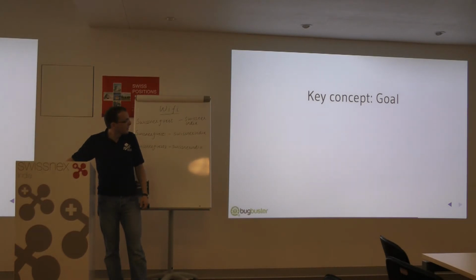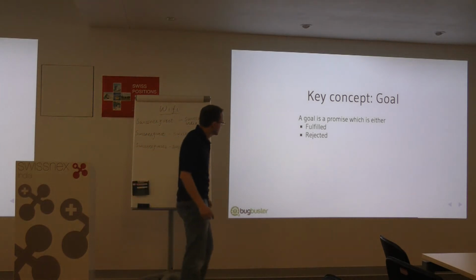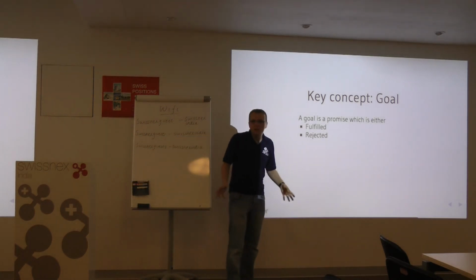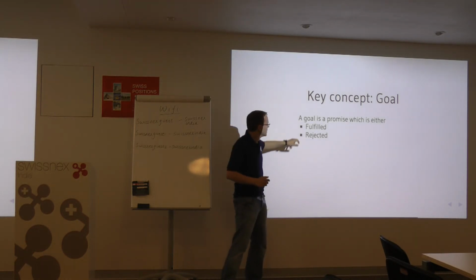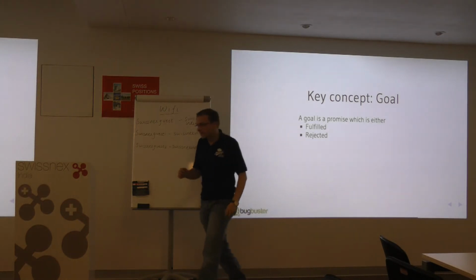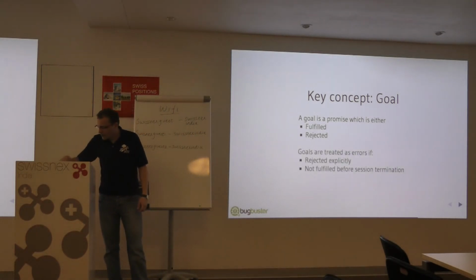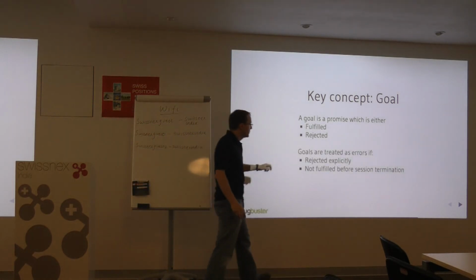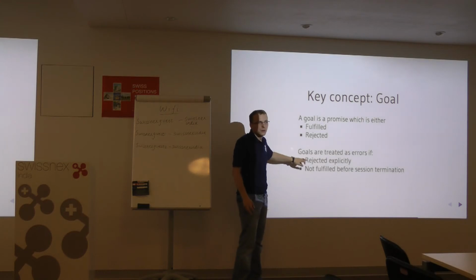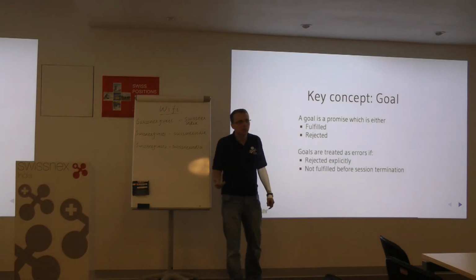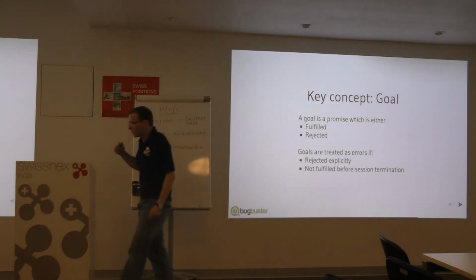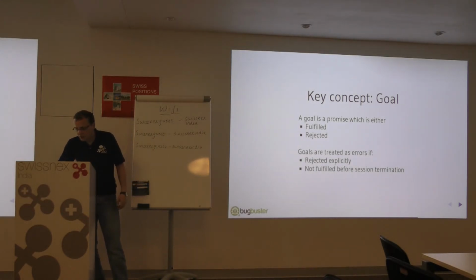And the last concept I want to introduce is a goal. This one is trivial to understand at least. The goal is a promise. You just create the goal, and the goal can be fulfilled or rejected. And all the goals that are explicitly rejected will be marked as a bug. And all the goals that were not fulfilled at the end of the session will also be marked as a bug. And I will give you a good example of a goal.